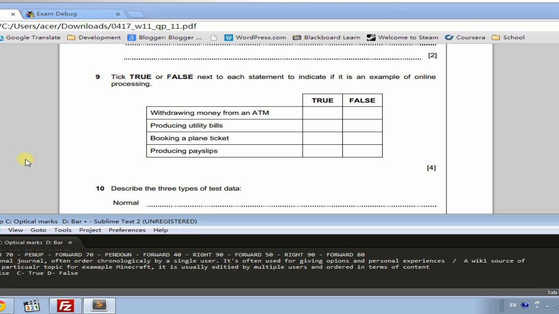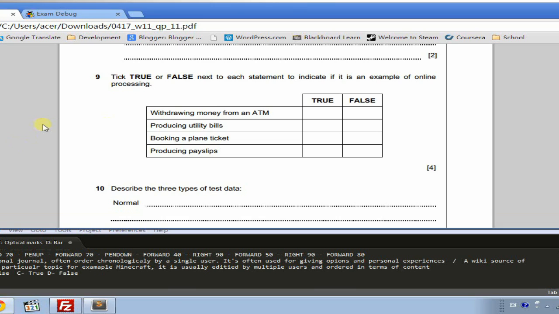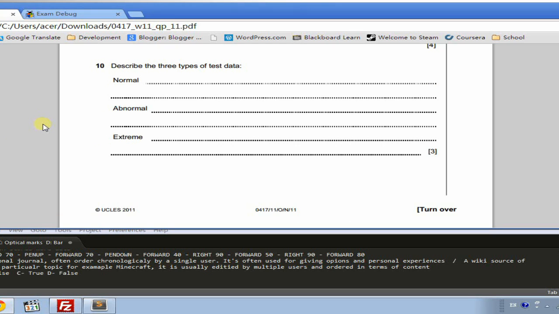Let's have a look at number 10. Describe three types of test data. We have normal, abnormal, and extreme. I think this is from our systems analysis part. So this is in our testing of the systems to see whether they work.